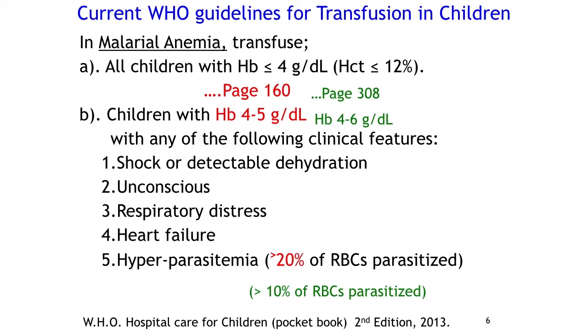Yet this is a world recommendation. And then, of course, the other parameters are the same. I mean the clinical indications. And then on the fifth clinical indication about parasitemia, whereas on page 160 it talks about parasitemia above 20%, on page 308 it talks about parasitemia above 10%. So which is which? So this highlights the gaps we have in our recommendations that we often adopt.